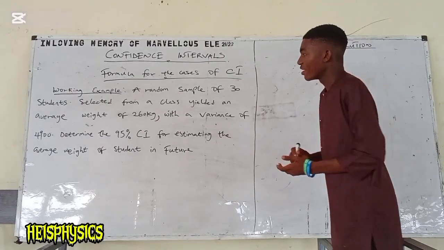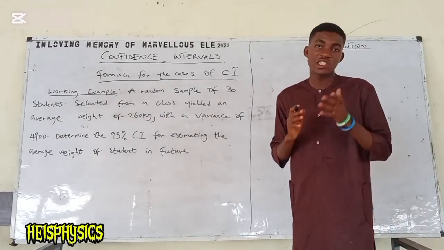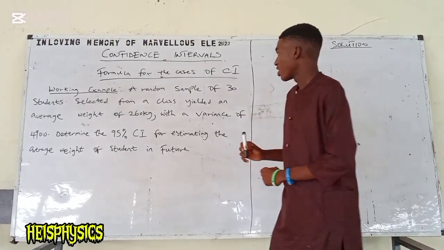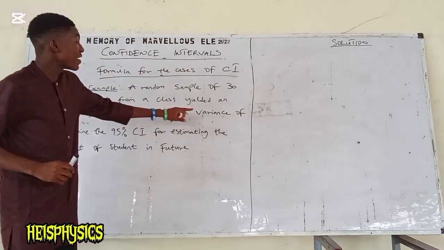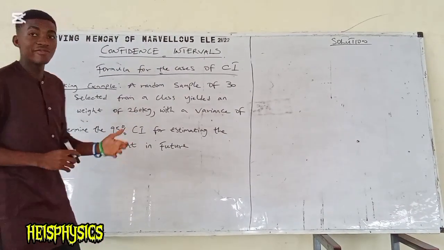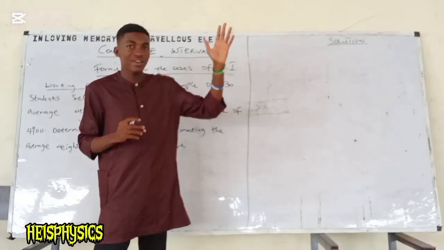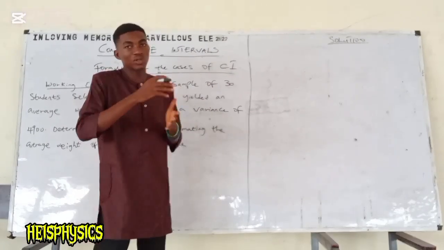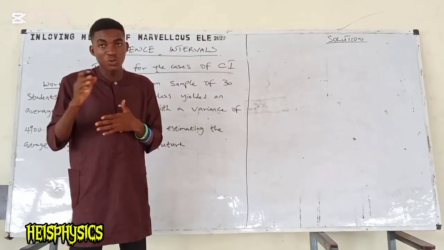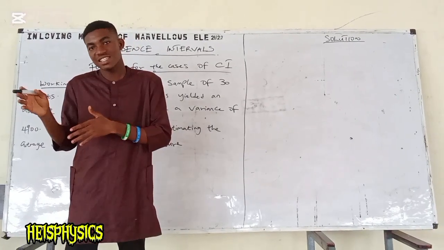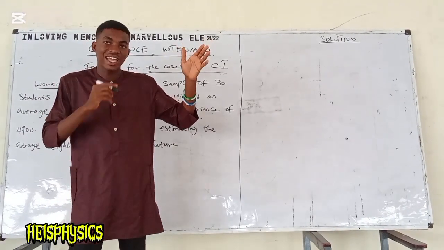Now, solution. First step, identify which case. Is it case 1, case 2, or case 3? From this question, it said with a variance of 4,900, meaning variance is given. So it's case 1. Case 1 says variance is known, n greater than or equal to 30. Case 2, variance is unknown, n is greater than or equal to 30. And case 3, variance is unknown, n is less than 30.